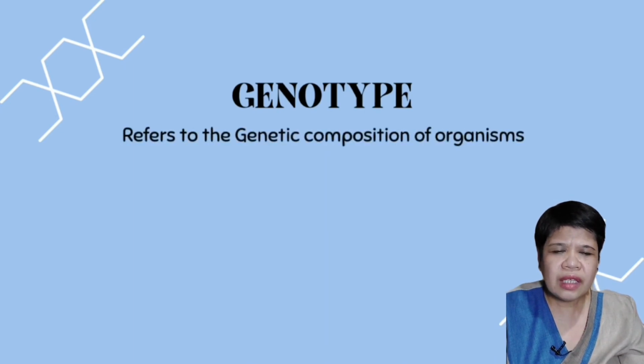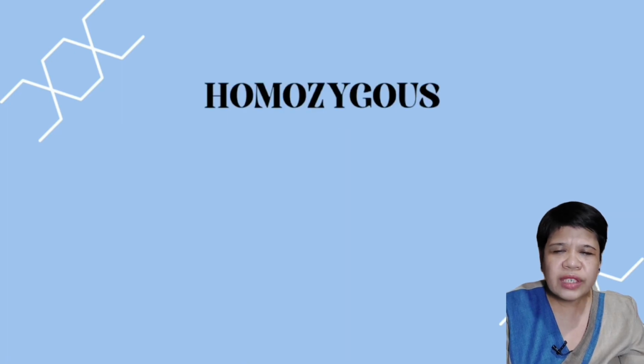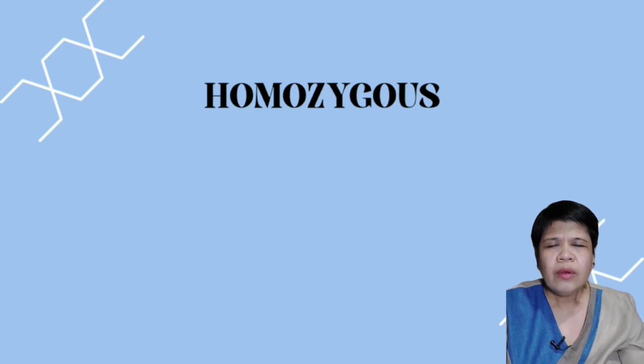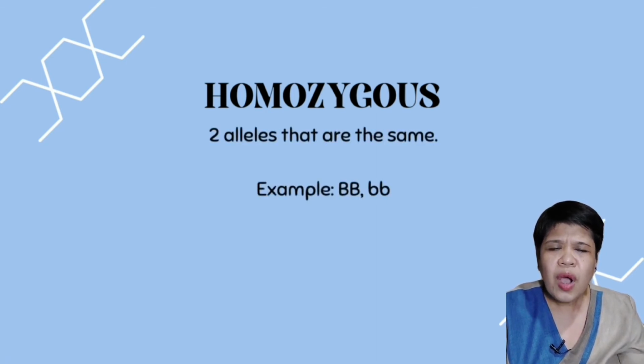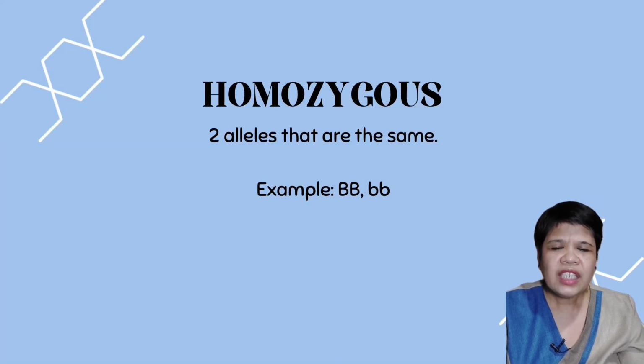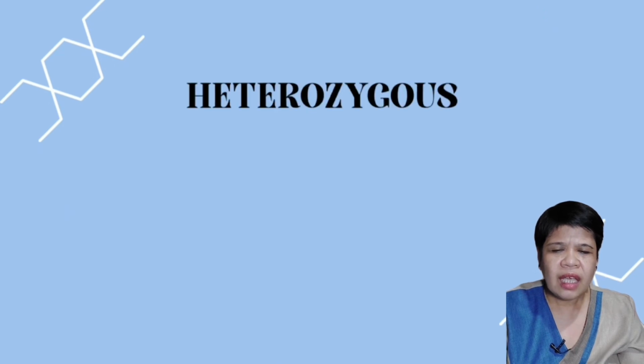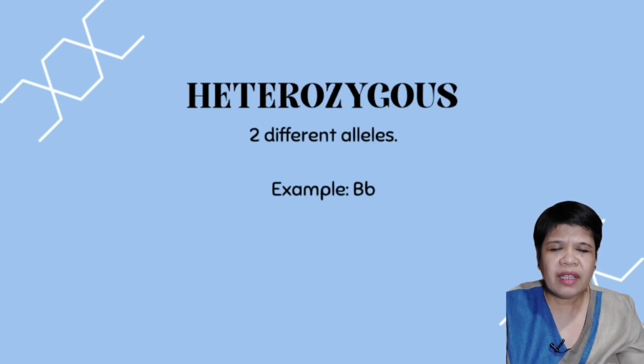Genotype refers to the genetic composition of the organisms. So we have two types of genotype, the homozygous and the heterozygous. So what is the difference between the two? When we say homozygous, two alleles that are the same. So an example is two dominant represented by capital letter B, or two recessive, small letter b. Then the heterozygous, two different alleles. So we have the example, capital B, yung isa ay dominant at yung isa ay recessive. So ang tawag doon ay heterozygous.